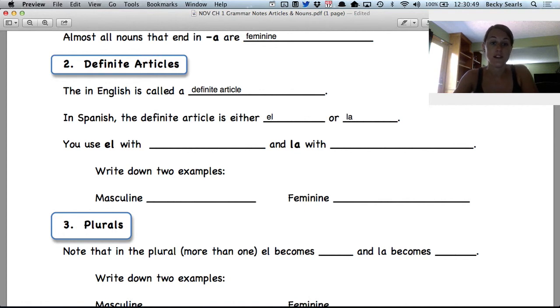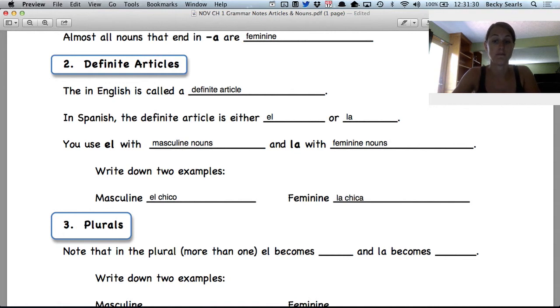Now you use el with masculine nouns, and you use la with feminine nouns. So to use a very easy example, say you're saying boy, chico. You look at the end of chico and you see the O, and that should make you think masculine. So you know to put el in front. El chico, the boy. Or feminine, chica, girl. You see the A, that should make you think feminine, and you put la in front.